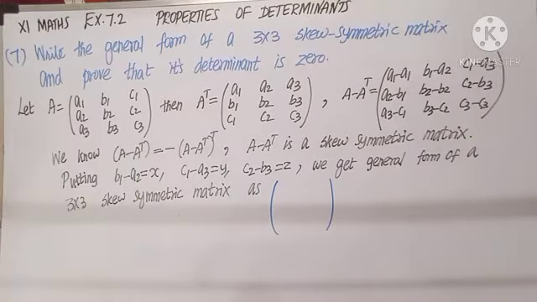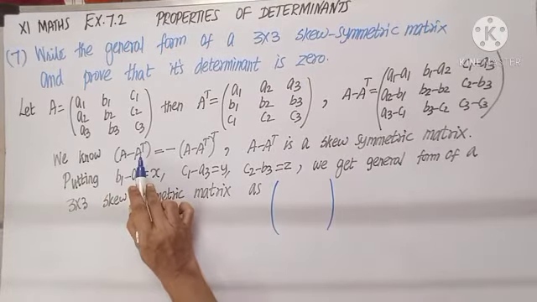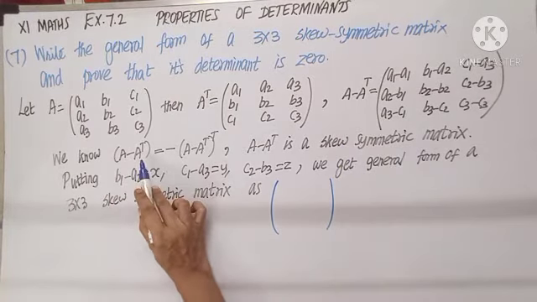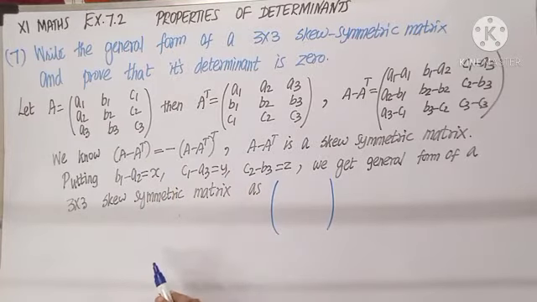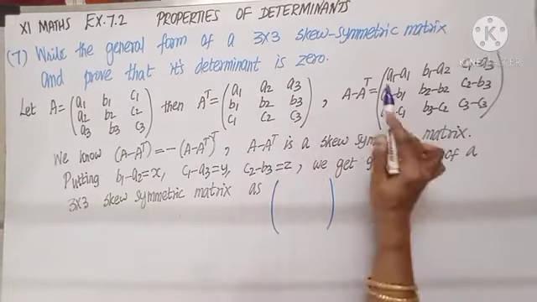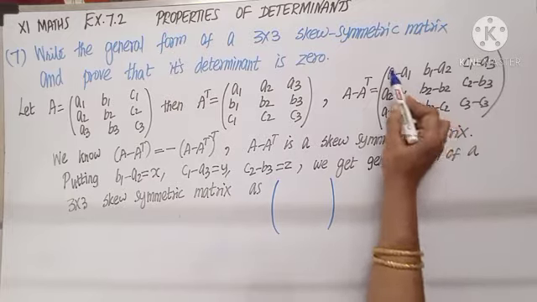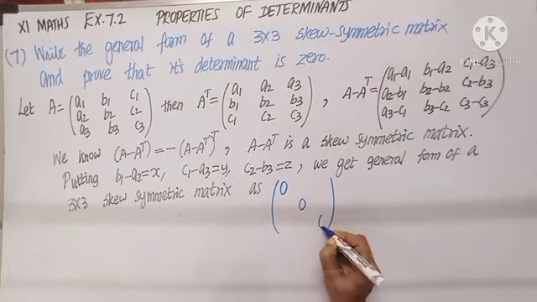Question number 7. Write the general form of a 3 by 3 skew symmetric matrix and prove that its determinant is 0. We know A minus A transpose is a skew symmetric matrix, because A minus A transpose is minus of (A minus A transpose) the whole transpose. Considering the general matrix as A, we have written the transpose and we have written A minus A transpose. As I see, diagonally it is 0. So, I have 0, 0, 0.